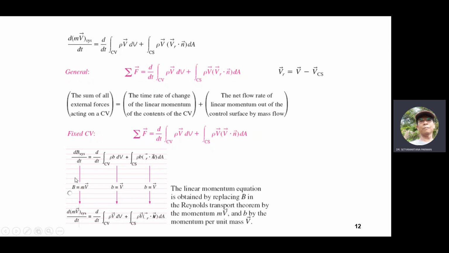So there is another expression: dP/dt equals d/dt of the integral over the control volume of rho p dV, plus the integral over the control surface of rho p (V_r · n) dA. Here, capital P is the multiplication of mV, so this is linear momentum. And small p here is the velocity vector.